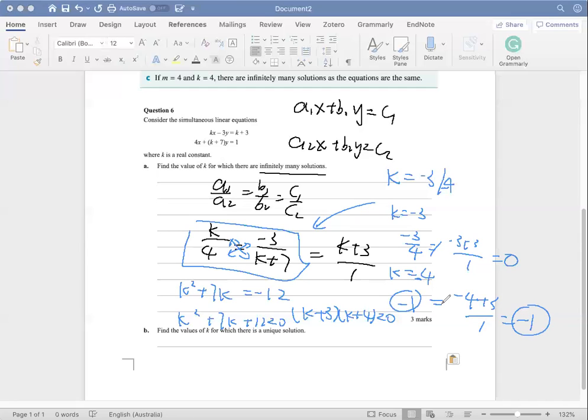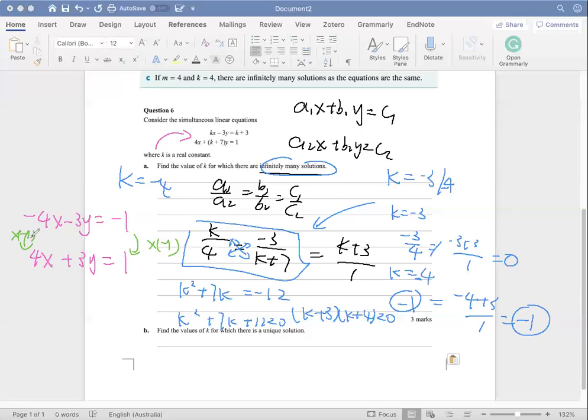So these three expressions are all equal. So when my k is -4, it's infinite many solutions. Let's check. We plug back into these two equations. We have -4x minus 3y equals -1, and 4x plus 3y equals 1. So you can see that these equations are identical because if you multiply both sides by -1, you get the bottom one.